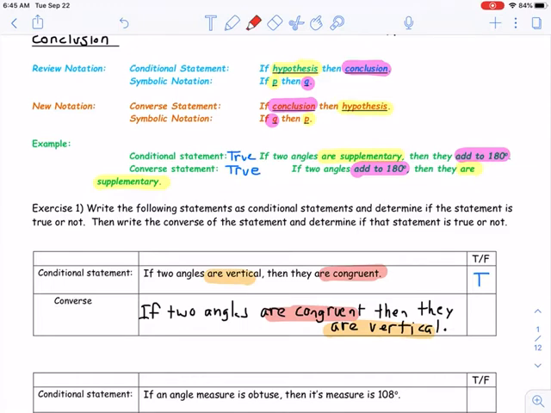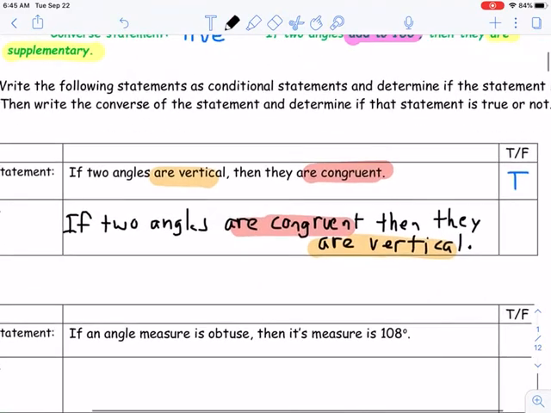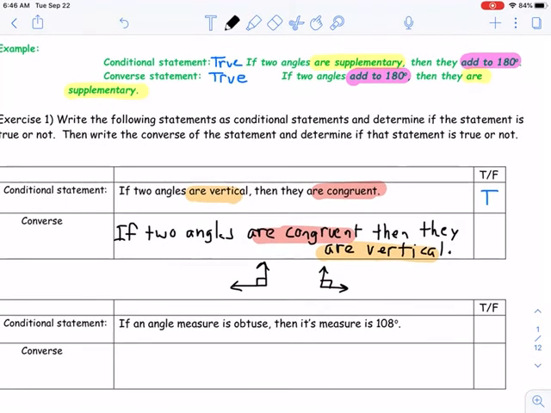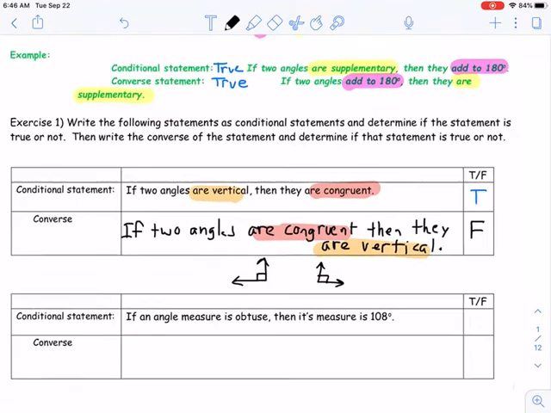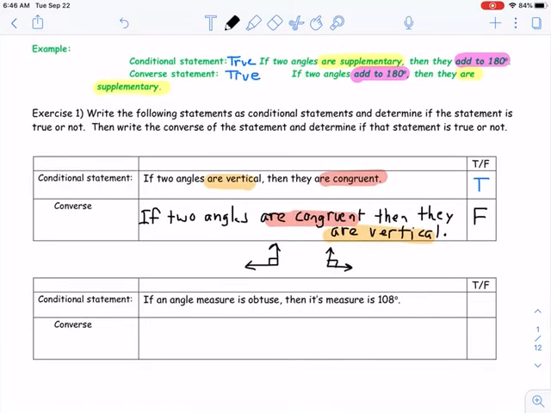Now, is this statement true? If two angles are congruent, then they are vertical. Let me think. I can have a right angle chilling over here and a right angle chilling over here. These two right angles are congruent, but they're not vertical. They're just right angles floating in space. So this is false. Wow, interesting. So now I've seen a case where if I swap the order, the statement's no longer true.